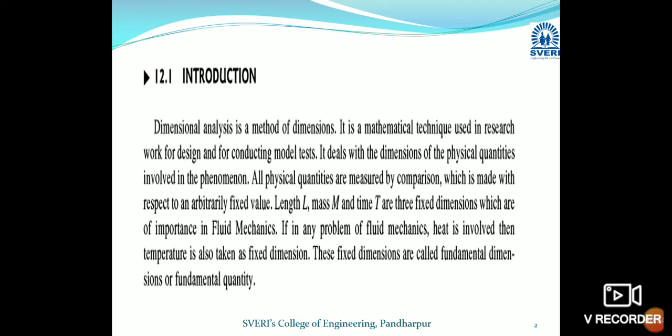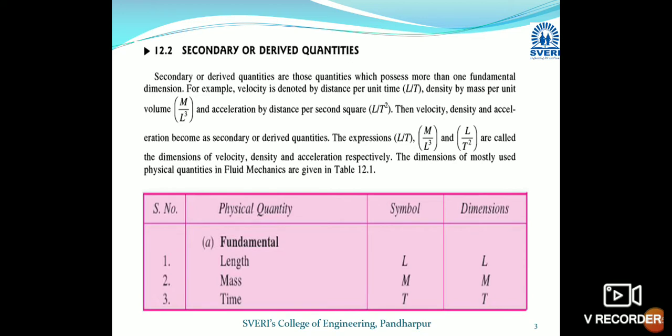So all physical quantities are measured in comparison with three basic or fixed dimensions, that is mass, length, and time, which are very important in fluid mechanics. In some problems of fluid mechanics, if heat is involved, then temperature is also considered one of the basic fundamental dimensions. Now here, before understanding dimensional analysis and its methods, we have to see the dimensions of the quantities.